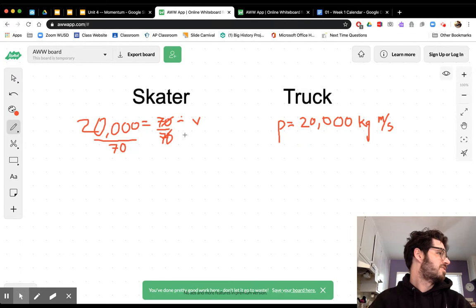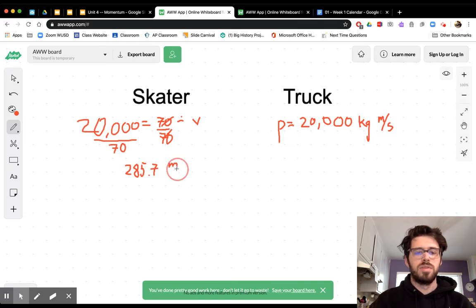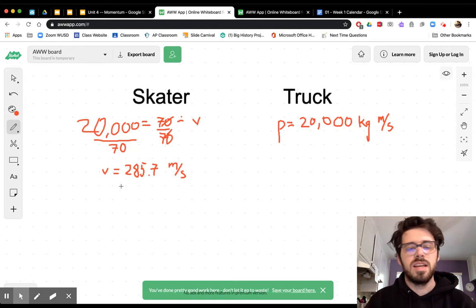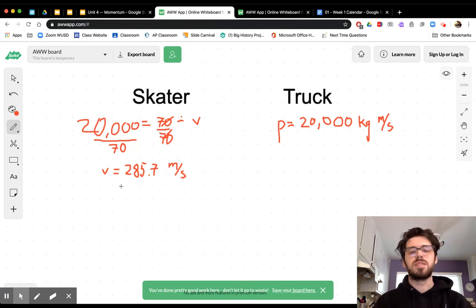20,000 divided by 70 is 285.7143. All right, so you heard her, 285.7, and I forgot the rest. So we'll just say 285.7 meters per second. And so to answer the question, will the skater always have less momentum?